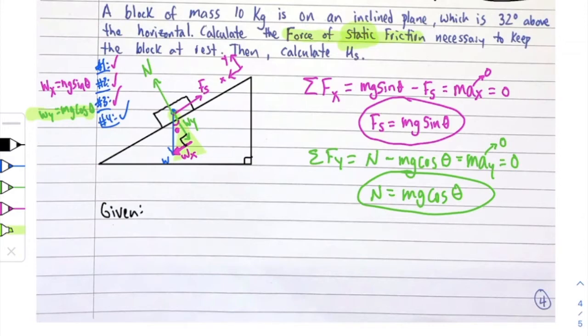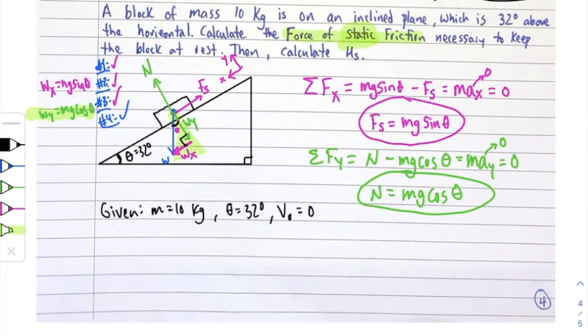A block of mass 10 kilograms, 10 kg, is on an inclined plane, which is 32 degrees. So 32 degrees is our angle. So there's our theta, it's 32 degrees. Remember last time we said that that angle right here is the same as the angle that's up top in our triangle, for our weight triangle, for our vectors. Calculate the force of static friction necessary to keep the block at rest. That means the block is at rest, so V0 is equal to 0.